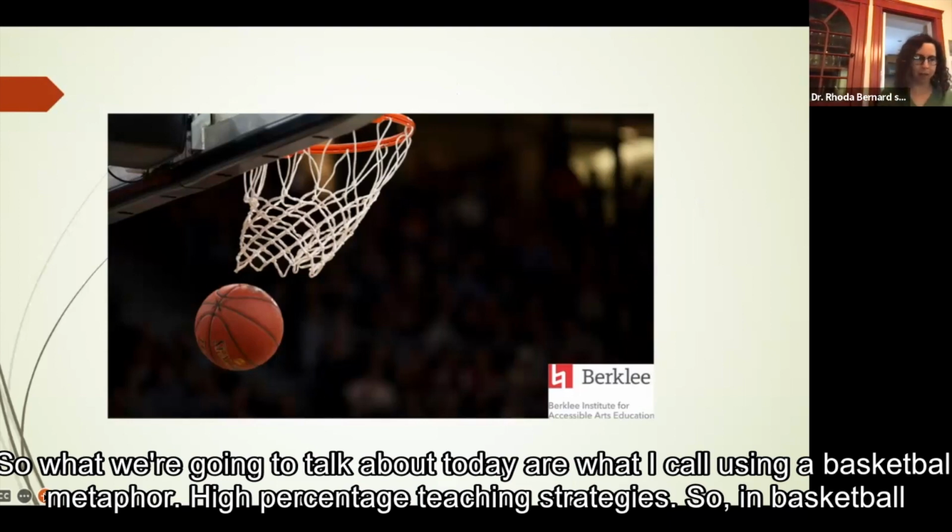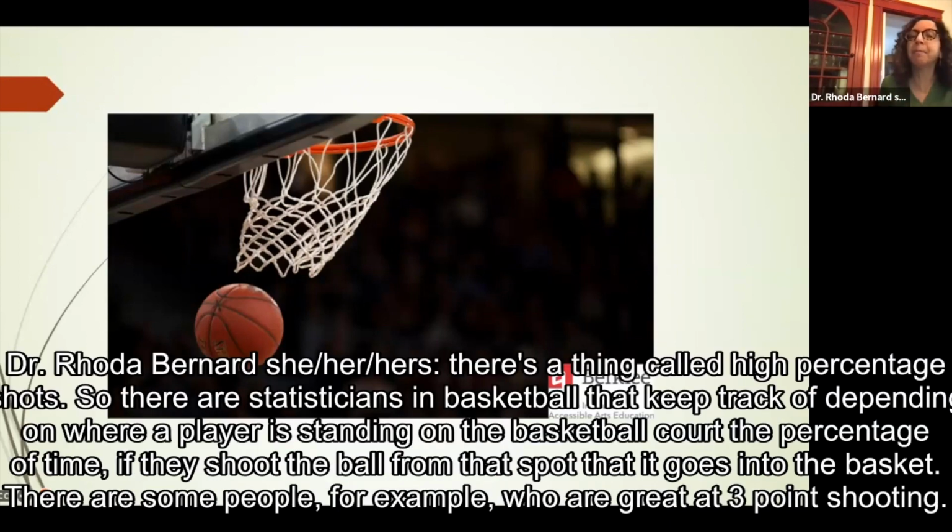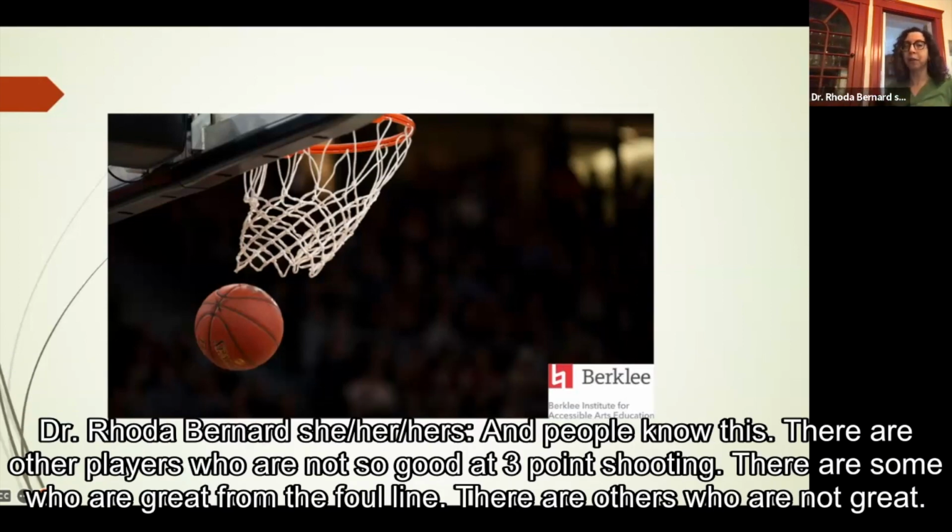So in basketball, there's a thing called high percentage shots. There are statisticians in basketball that keep track of, depending on where a player is standing on the basketball court, the percentage of time, if they shoot the ball from that spot, that it goes into the basket. There are some people, for example, who are great at three-point shooting, and people know this. There are other players who are not so good at three-point shooting. There are some who are great from the foul line. There are others who are not great.